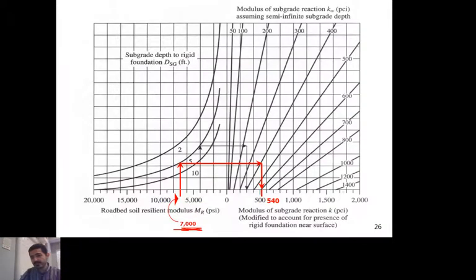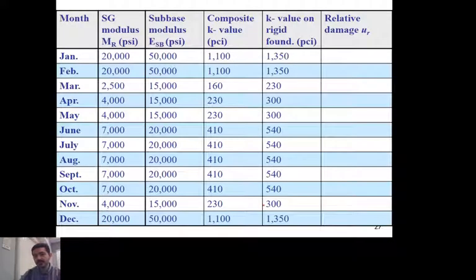It was 410. So if you see here, this line is for 400 and this line is for 500. So basically you're drawing a parallel line here to represent 410, and then we go down and now we pick that the K value based on having a rigid foundation is 540 instead of 410. And this was the number right here. We do this also again for all the months as we mentioned before, and that would be the second correction.